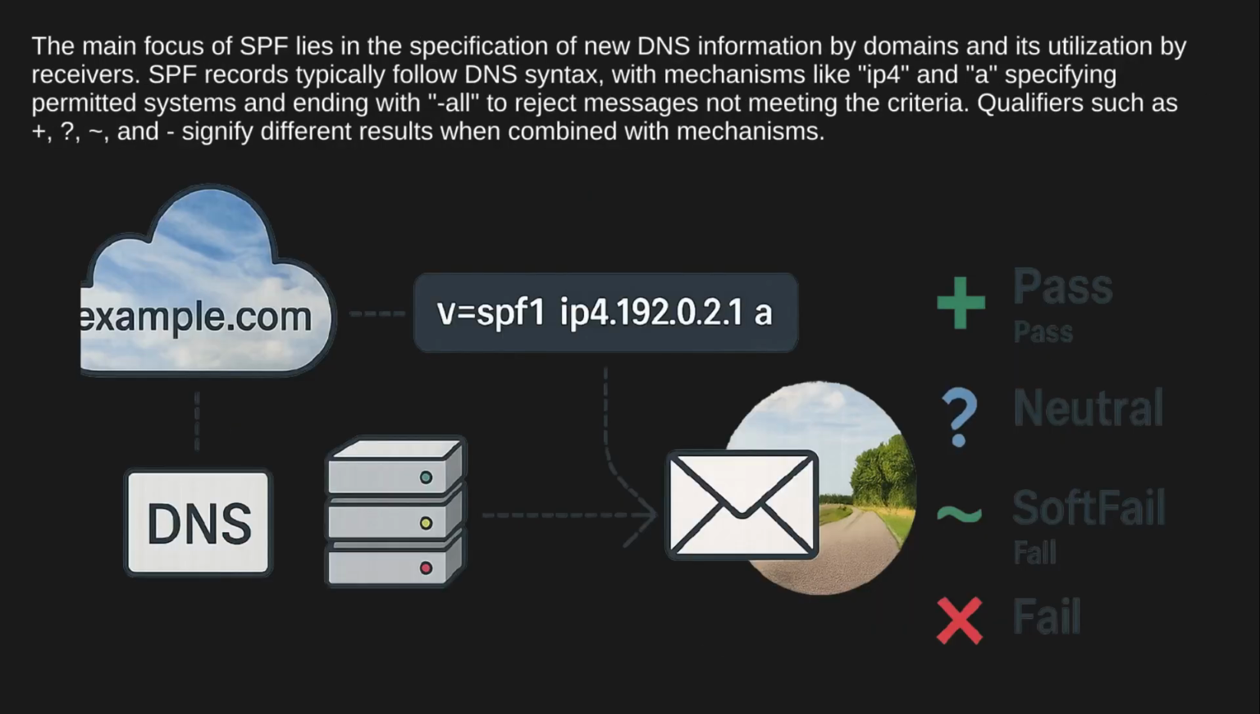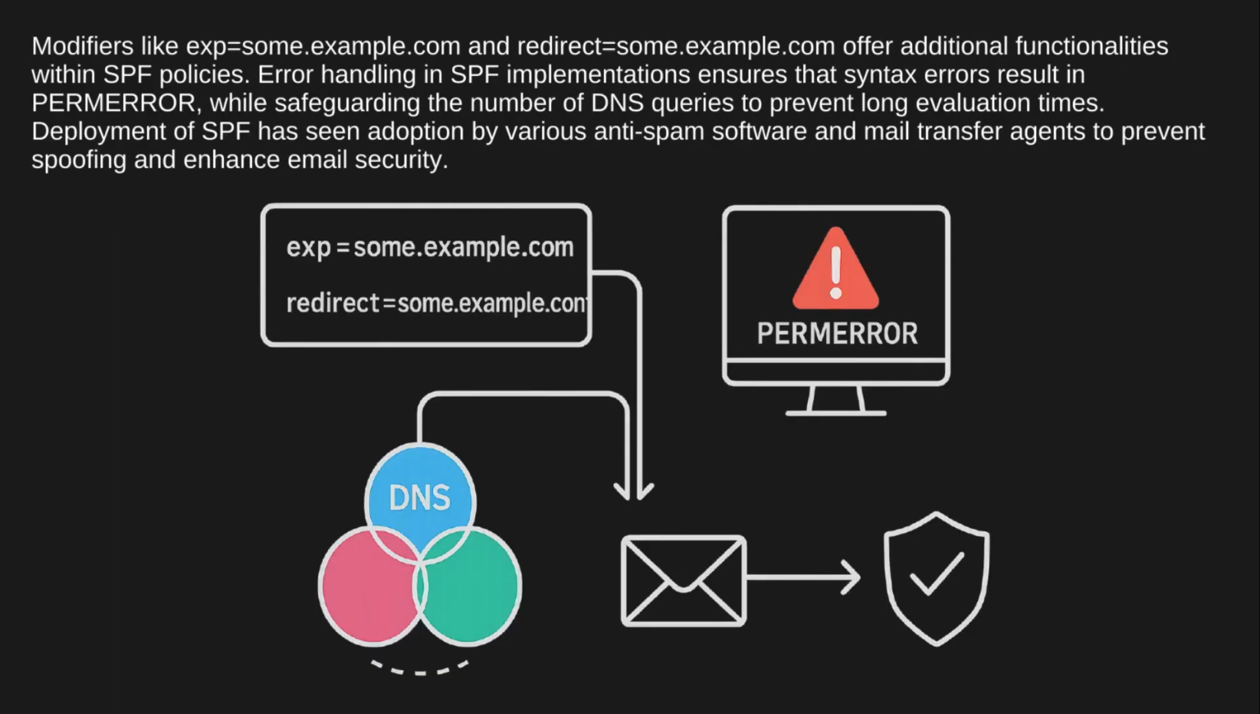The main focus of SPF lies in the specification of new DNS information by domains and its utilization by receivers. SPF records typically follow DNS syntax with mechanisms like ip4 and a, specifying permitted systems and ending with all to reject messages not meeting the criteria. Qualifiers such as plus, minus, tilde, and question mark signify different results when combined with mechanisms. Modifiers like exp=some.example.com and redirect=some.example.com offer additional functionalities within SPF policies.